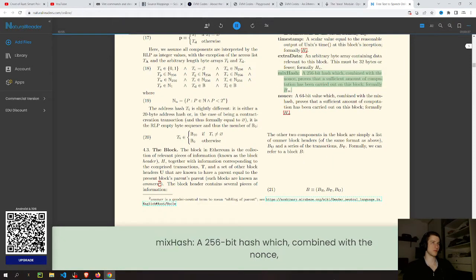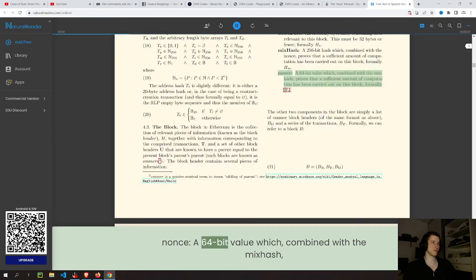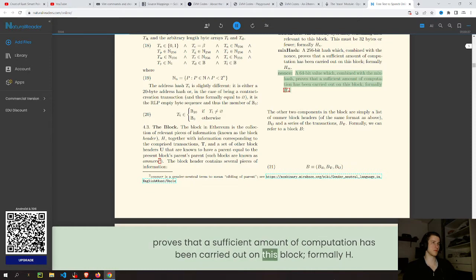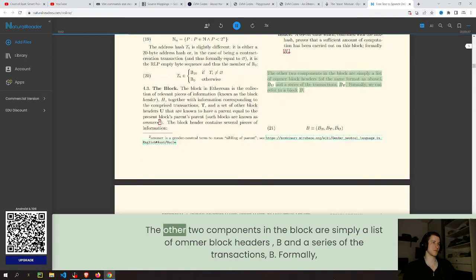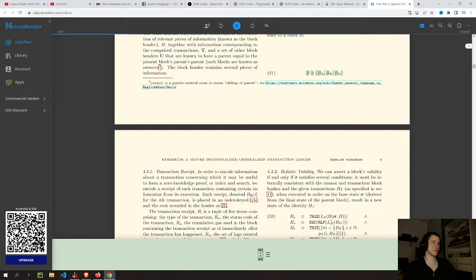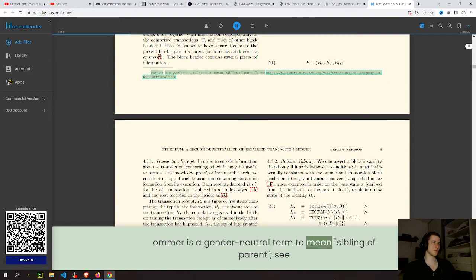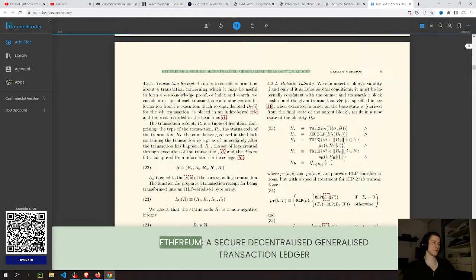Mix hash, a 256-bit hash which, combined with the nonce, proves that a sufficient amount of computation has been carried out on this block, formally H. Nonce, a 64-bit value which, combined with the mix hash, proves that a sufficient amount of computation has been carried out on this block, formally H. The other two components in the block are simply a list of ommer block headers, B, and a series of the transactions, B. Formally, we can refer to a block B. Ommer is a gender-neutral term to mean sibling of parent. Ethereum: a secure decentralised generalised transaction ledger.